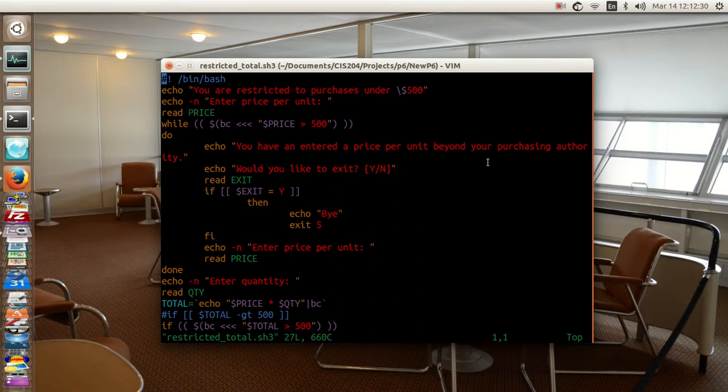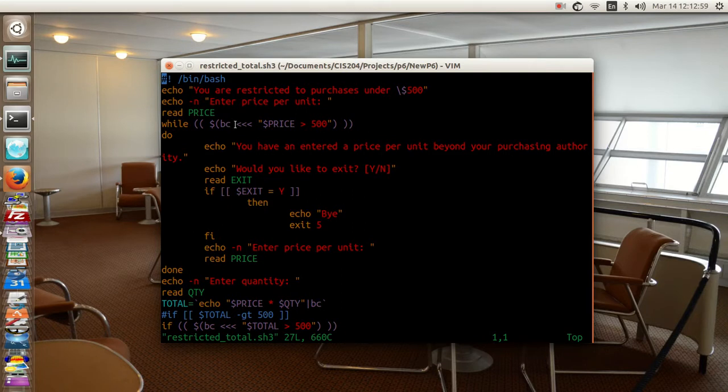Do echo, you've entered a price per unit beyond your purchasing authority. So every time this tests to a 1, it will give me this, you have entered a price beyond your purchasing authority, and then ask if I would like to exit. I read the variable exit that was just set. If it's equal to Y, then I will exit the shell. Otherwise, I will continue in this while loop, and I will enter a unit price.